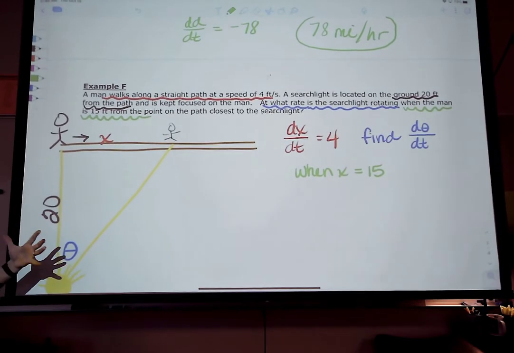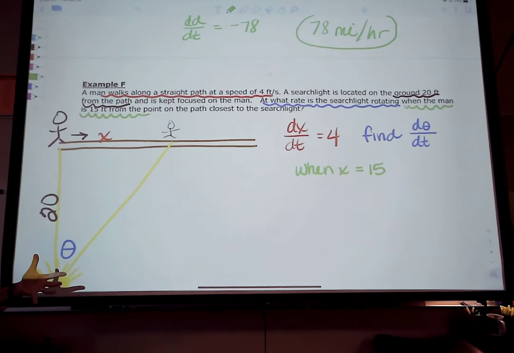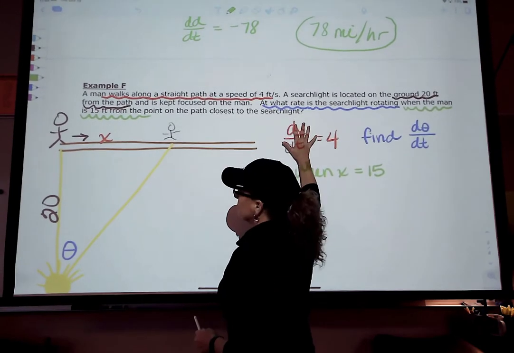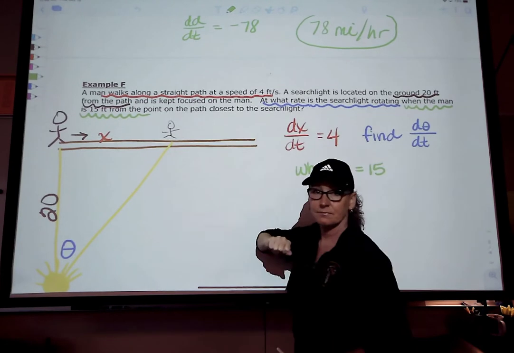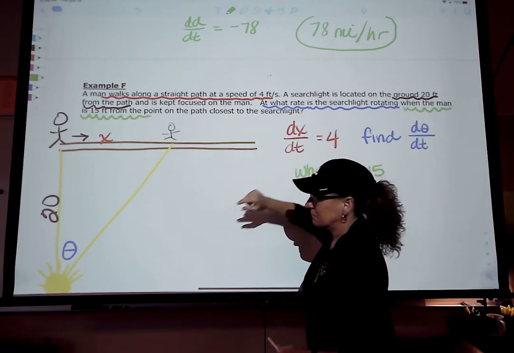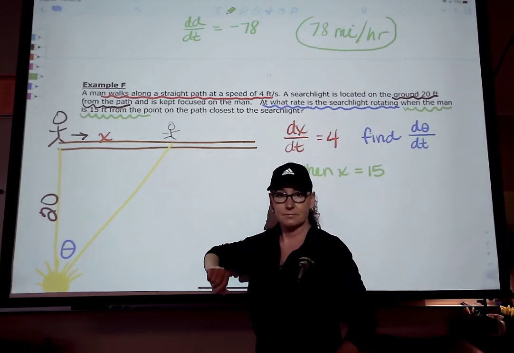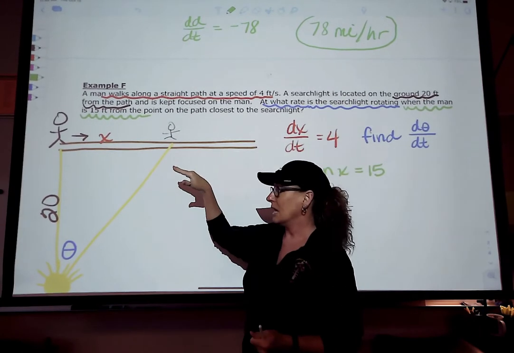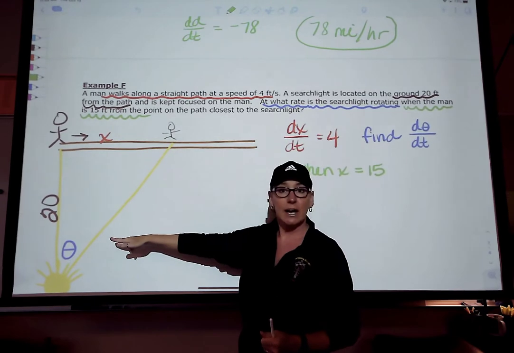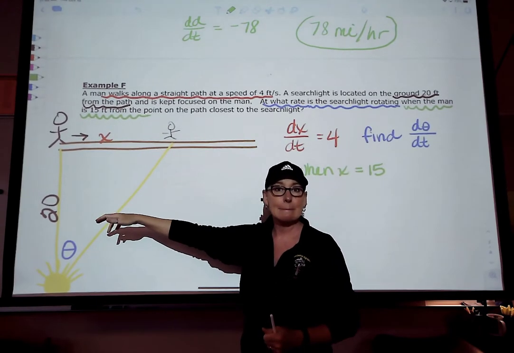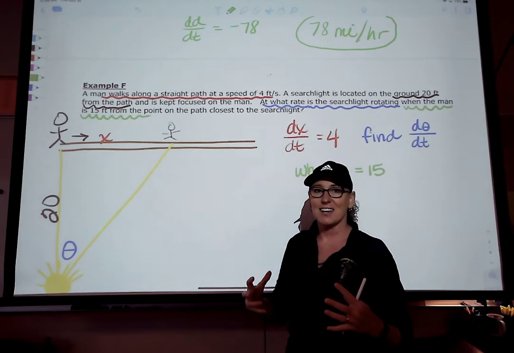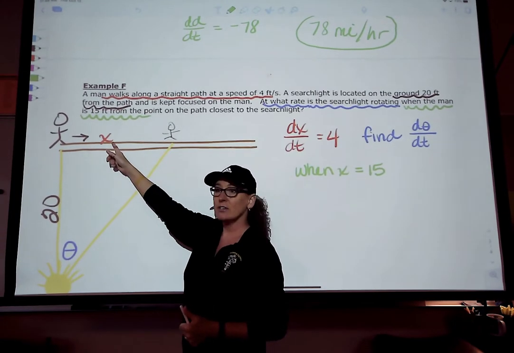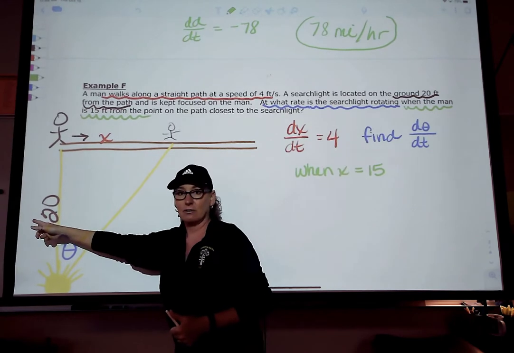So what we need to do is come up with an equation that involves this measurement, not the derivatives yet, but I need an equation that involves x and involves theta. And heck, while we're at it, we can go ahead and use the 20. What kind of equation can you think of that involves an angle and this side of a right triangle and this side of a right triangle?